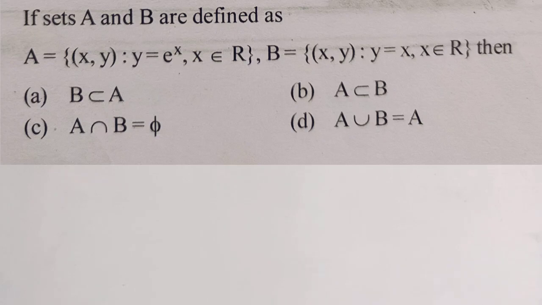Sets are given. A is equal to {(x, y) such that y equals e to the power x}. This is the exponential curve. And here is another set B, equal to {(x, y) such that y equals x}. We have to find the correct alternative from the given four.